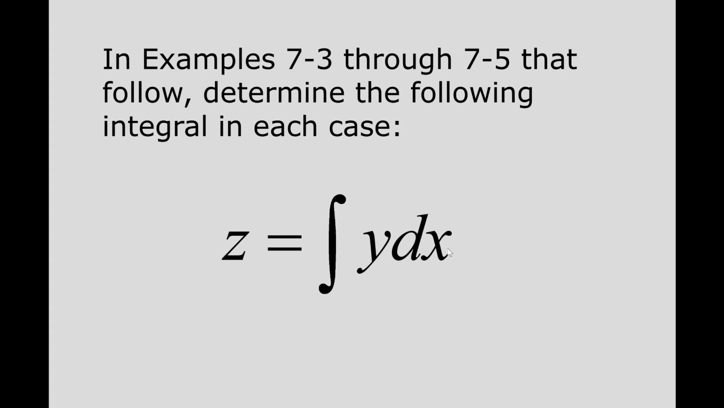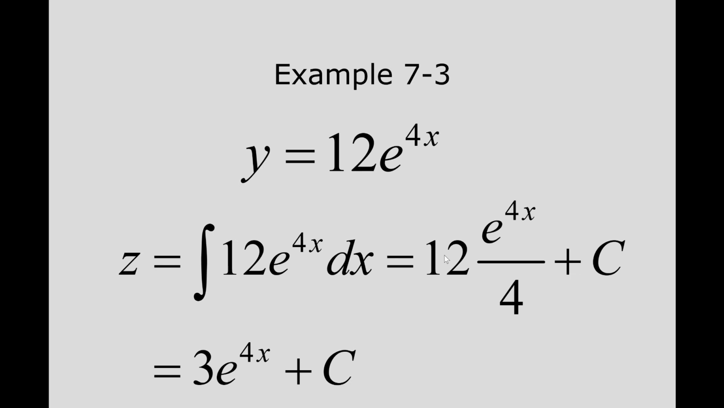And in examples 7-3 through 7-5, well, it depends on the textbook that you're using. So determine the following integral in each case. So here's one of the examples. Let's say that you integrate 12. Well, it's an indefinite integral, so there's no upper bound or lower bound here. So we've got 12 e to the power of 4x integrated.